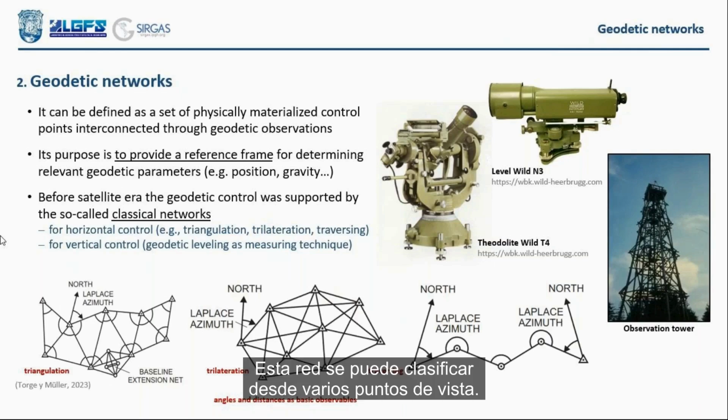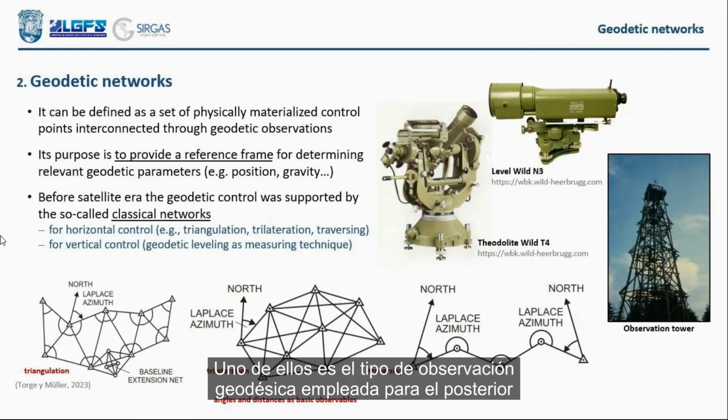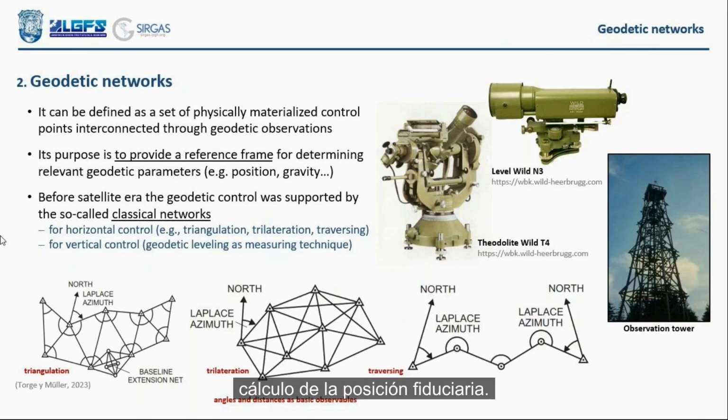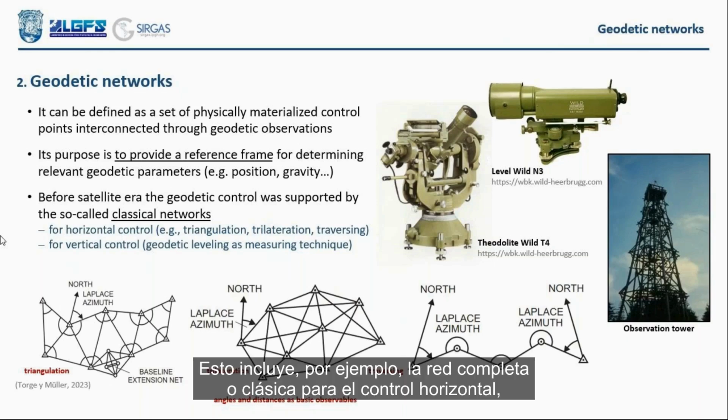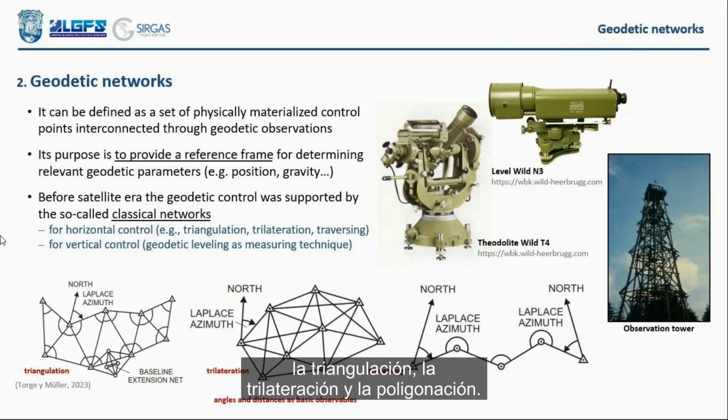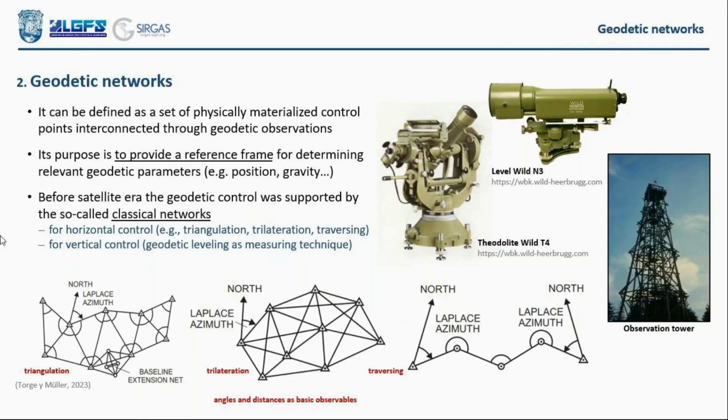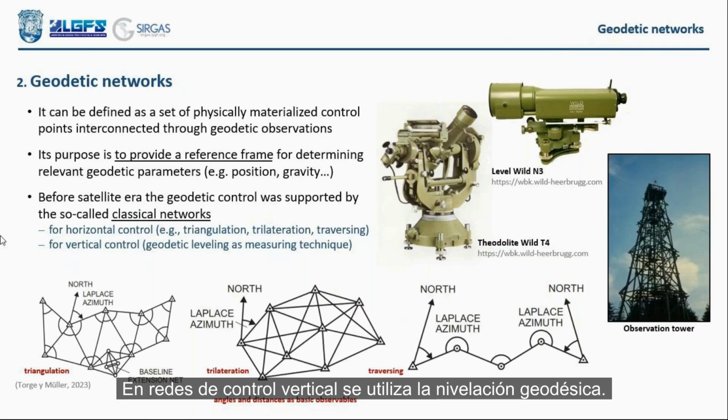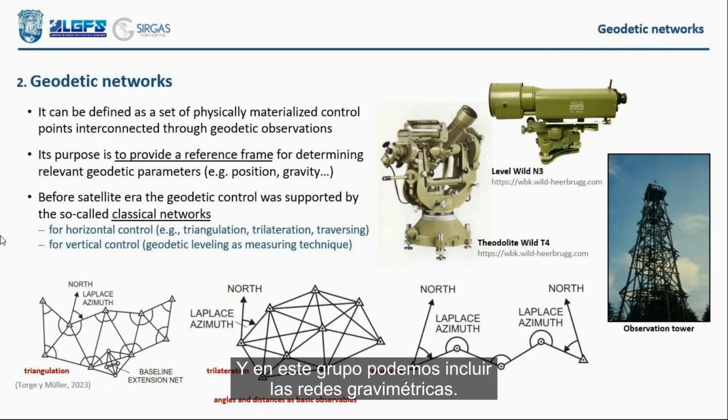This network can be classified from various points of view. One of them is the type of geodetic observation employed for subsequent fiducial position calculation. This includes, for example, the old or classical networks for horizontal control: triangulation, trilateration, and traversing. The vertical control network, where geodetic leveling is used. And in this group, we can include the gravimetric networks.